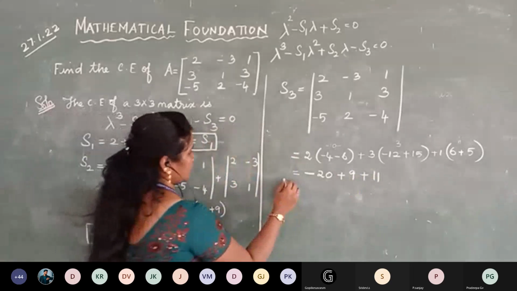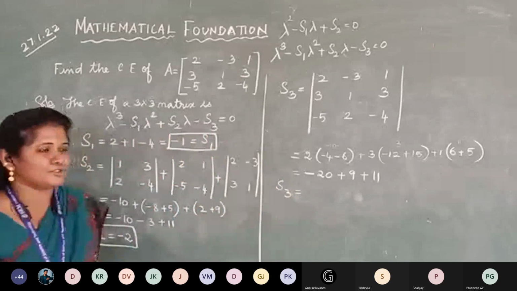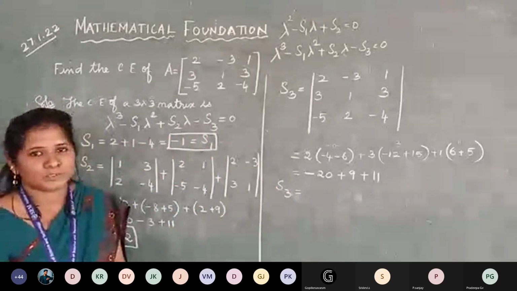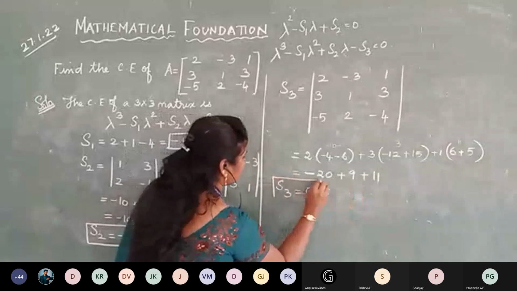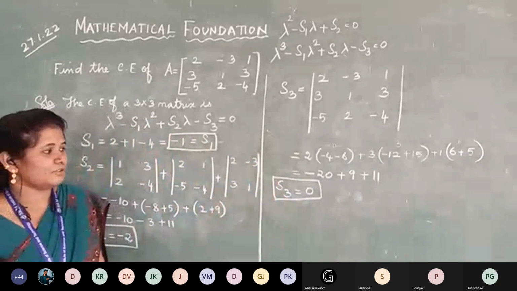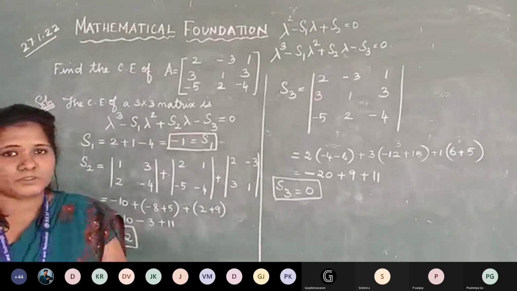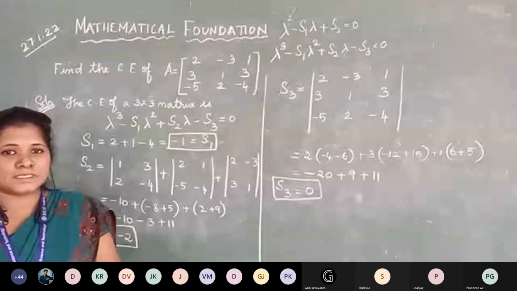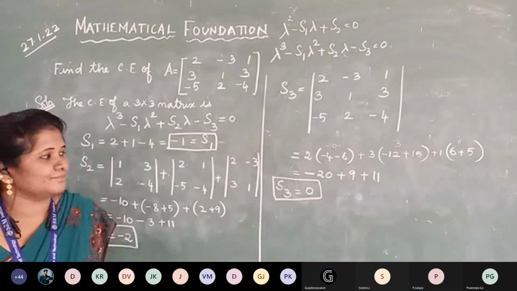So what is your S3? You've got minus 20 plus 20, which will become 0. S3 is 0. Are you getting S3 to be 0 or are you having some other value? If you've got any other values, tell me. Everyone is getting S3 to be 0? Yes, ma'am. 0 only, ma'am.